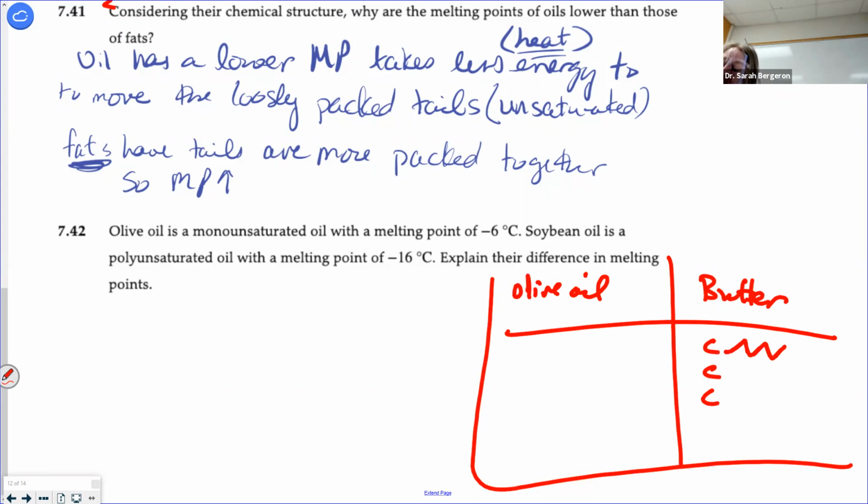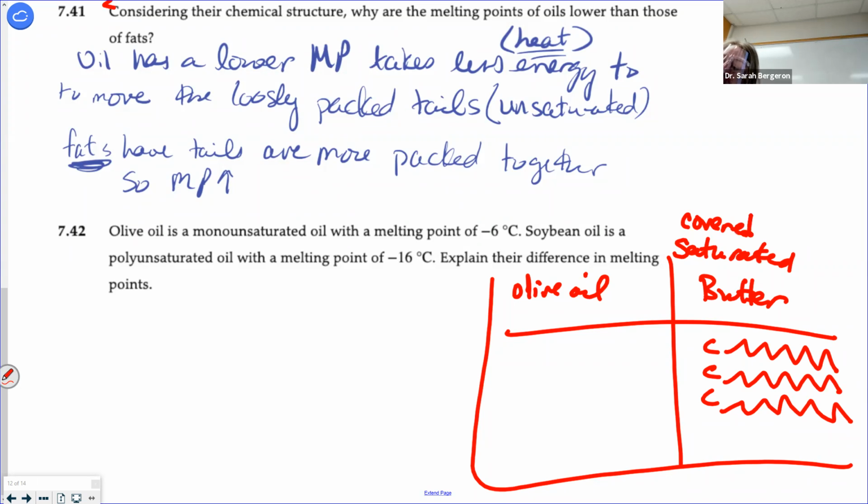Butter is all unsaturated, which means what? What does unsaturated mean? Oh, I'm sorry. Butter is all saturated. Butter is all saturated. What does saturated mean? Covered in what? Hydrogens. So do we have any carbon-carbon double bonds? None. So this is no carbon-carbon double bonds. None. They don't exist in butter.